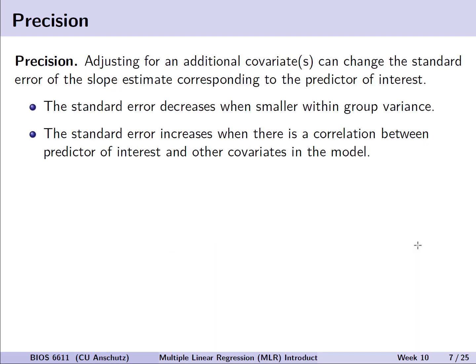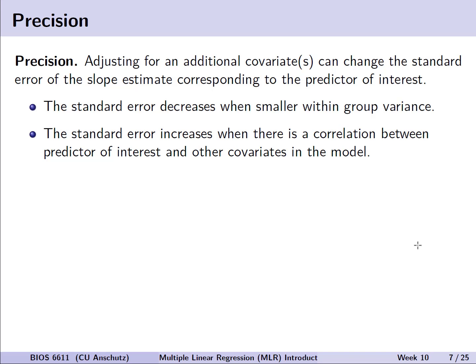The final reason is that we may have a precision variable. So this is another role that a predictor can play, where adjusting for these additional covariates or covariate can change the standard error of the slope estimate corresponding to our specific predictor of interest and make it more precise.